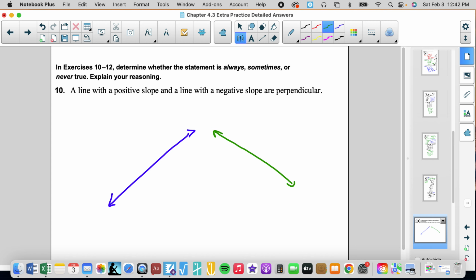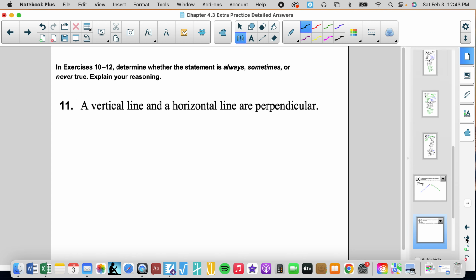So I disagree with you. I absolutely disagree with you. I think that it's always. You haven't given me always, because 0 is not positive nor negative, and no reciprocal. Why wouldn't it be? I can't see the reason why it's not always. A vertical line and a horizontal line are perpendicular. That's always, yes. The x-axis and y-axis are perpendicular. Yeah, that's true.